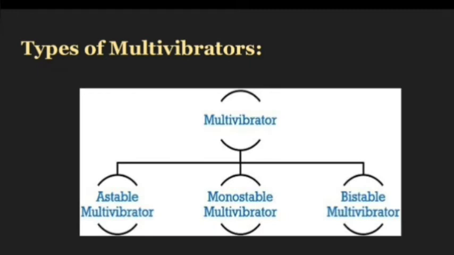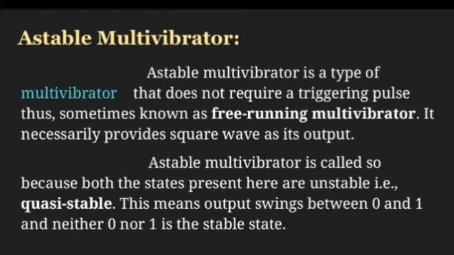Types of multivibrator. Multivibrators consist of astable multivibrator, monostable multivibrator, and bistable multivibrator. Astable multivibrator. An astable multivibrator is a type of multivibrator that does not require a triggering pulse. Thus it is sometimes known as a free running multivibrator. It necessarily provides a square wave as its output. An astable multivibrator is so called because both states present here are unstable. Quasi-stable, this means the output swings between 0 and 1 and neither 0 nor 1 is the stable state.